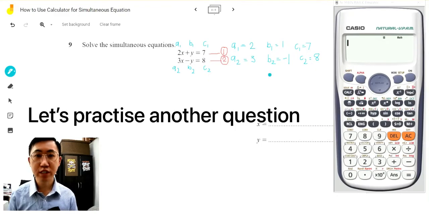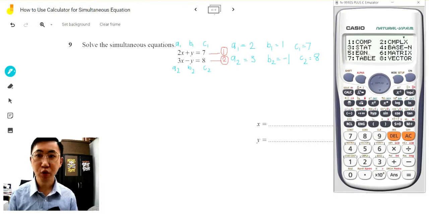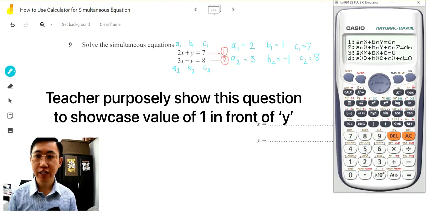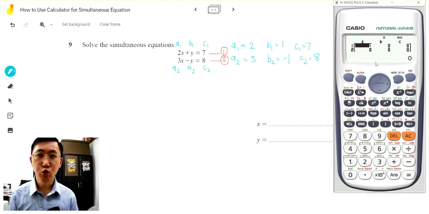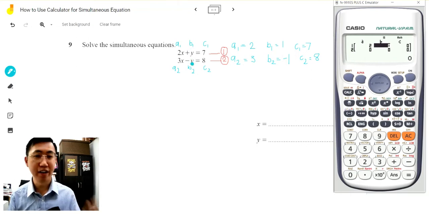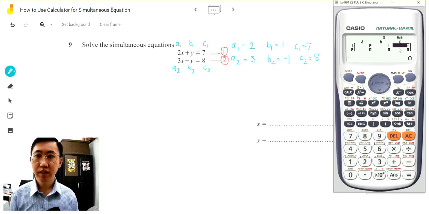So we are going to do this question now. Again, press mode, go for number 5, EQN or equation. Now go for number 1 for simultaneous equation. Yeah, so number 1, you will get 2 rows. So let's fill up. A1 is actually 2, press equal. Now B is actually in front of Y, and you notice that there's no number shown here. It's actually meaning 1. So B1 is actually 1, equal. C1 is here, 7. So let's put in 7, equal.